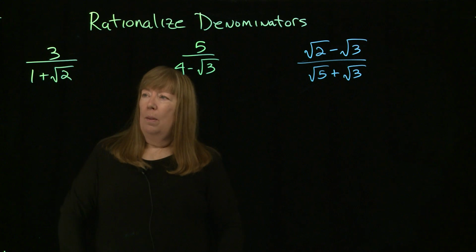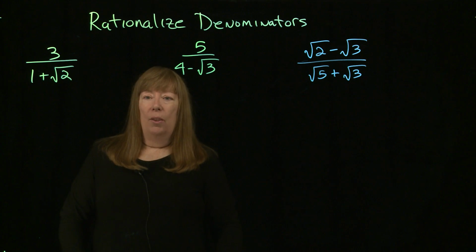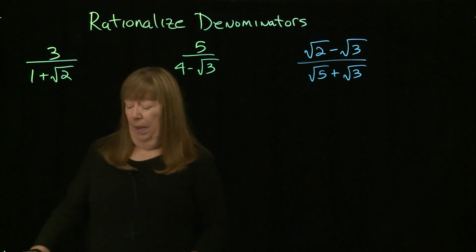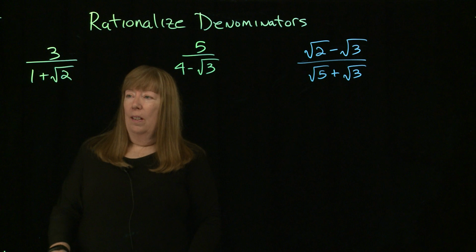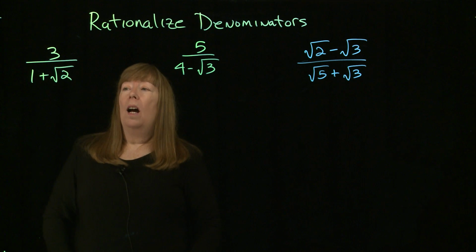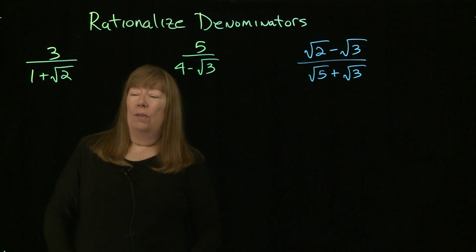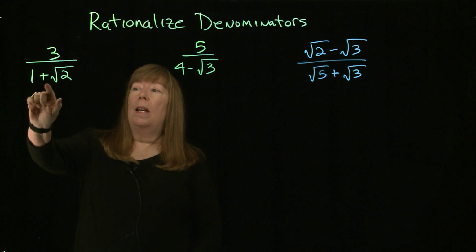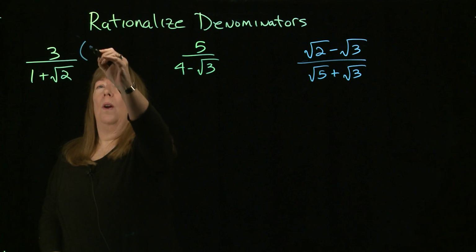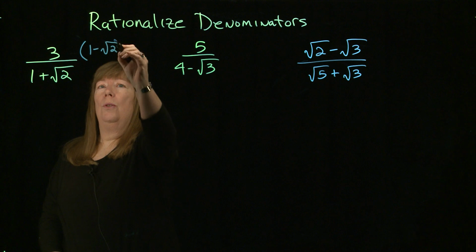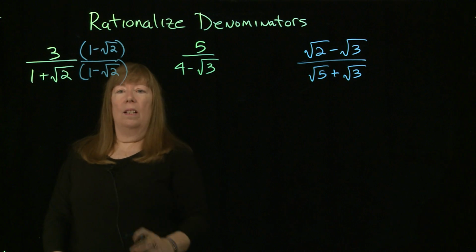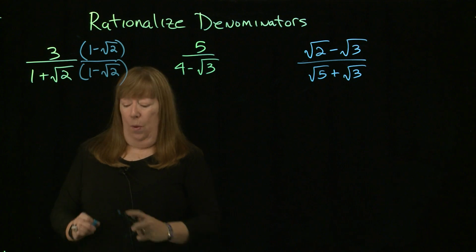Now let's rationalize some denominators where the denominator is not a monomial. Notice that these ones are binomials. The way you do this is by multiplying by the conjugate of the denominator over itself. And the conjugate is simply the same thing but with the other sign. So I'm going to multiply this by 1 minus the square root of 2 over 1 minus the square root of 2. This is still anything over itself is 1, and it's okay to multiply.